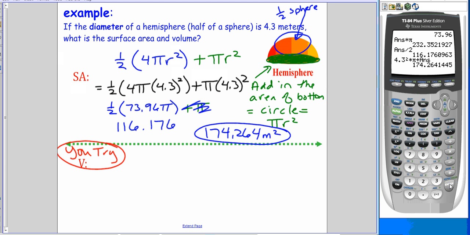Okay, so again, I've already said that I want you to do the volume of a sphere, so go back to your formula sheet if you need to, write down the formula for volume, and go ahead and calculate that, please.